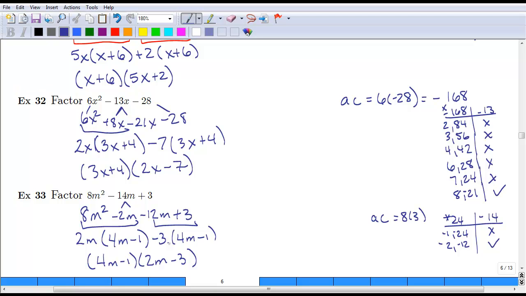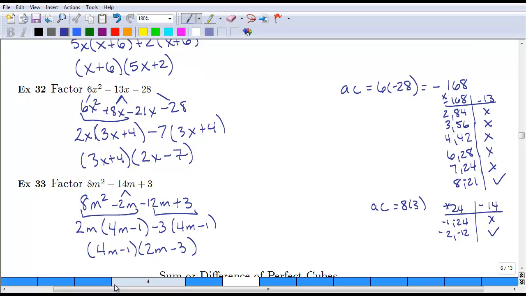So this concludes the video on the AC method. You might want to go back and practice a few examples, either from the textbook or from the homework in this section, and then you can move on to the final method, which is the sum or difference of perfect cubes.